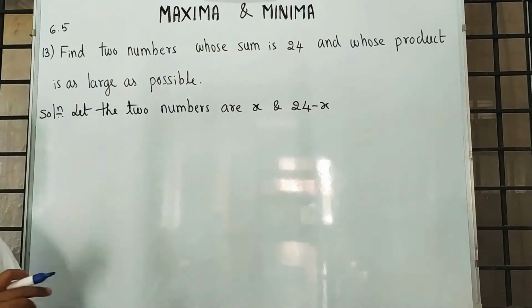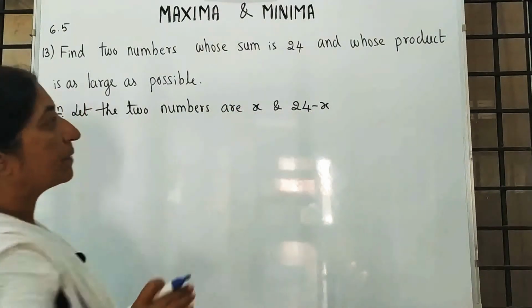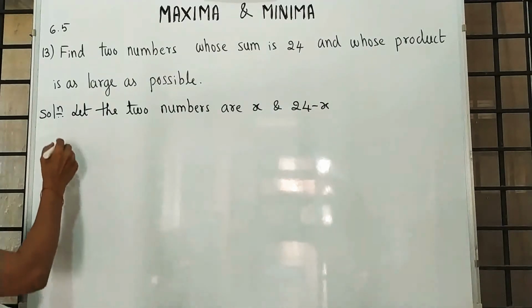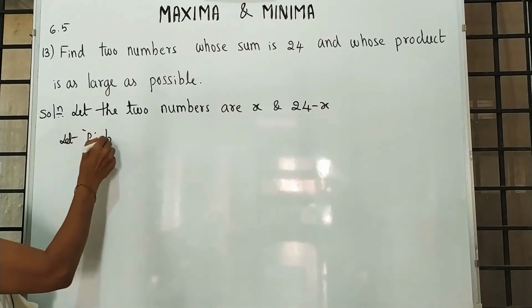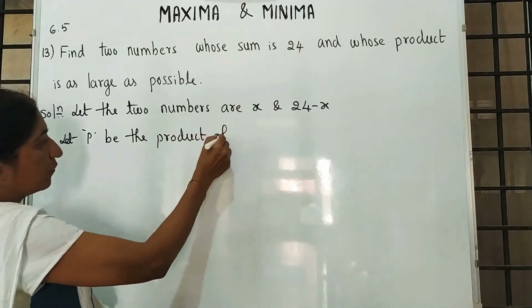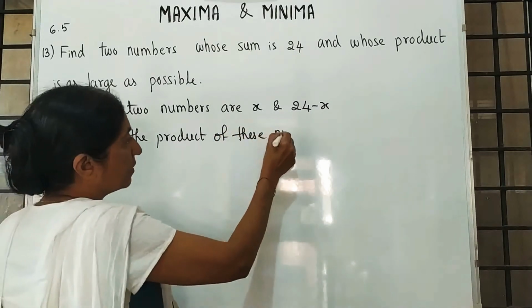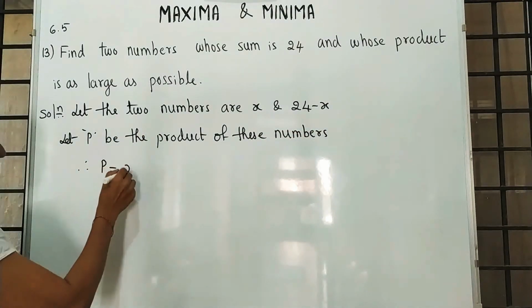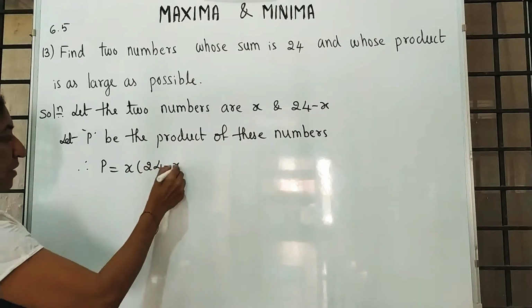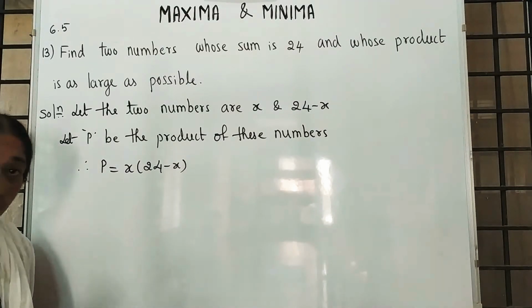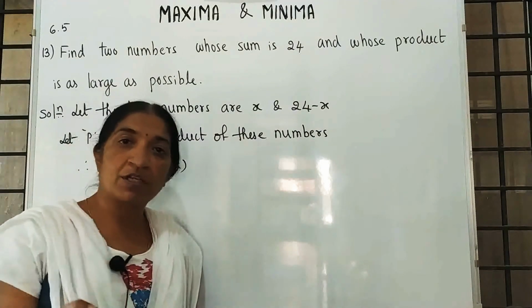Why 24 minus x? When you add these two numbers the sum will be 24, and their product is as large as possible. Let P be the product of these numbers. Understood? So P is equal to x into 24 minus x. To find the maximum or minimum value we have to differentiate once and equate that derivative with 0. You get the points, then substitute those values in the second derivative.